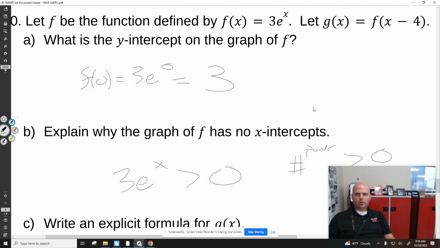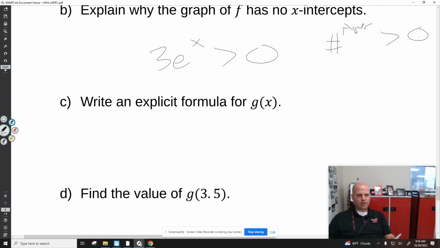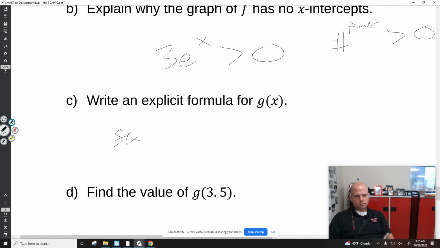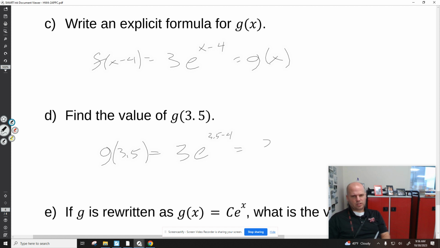Write an explicit formula for g of x. I think they just want you to figure out that it's x minus 4 of f. So f of x minus 4 is 3 times e to the x minus 4. That's g of x. So if I asked what is g of 3.5, it's equivalent to 3 times e to the 3.5 minus 4. I'm not going to split this up. I will combine my numbers to be e to the negative a half, which is the same as square rooting e in the denominator, or half power of e in the denominator.